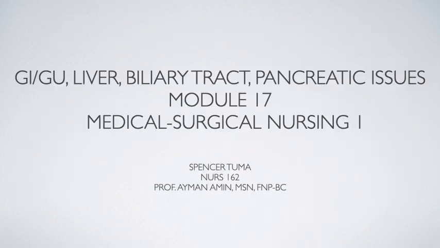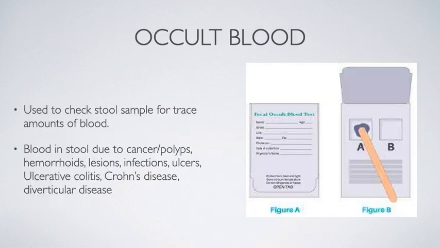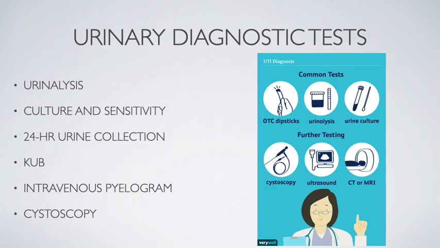So that kind of covers our GI diagnostic tests, right? So we did occult blood, we did our stool sample, regular one covered that. Also used to detect C. diff. We need that one. The EGD, that's the upper GI. The colonoscopy, that's lower GI. Kind of similar things. Just think about where you're going in.